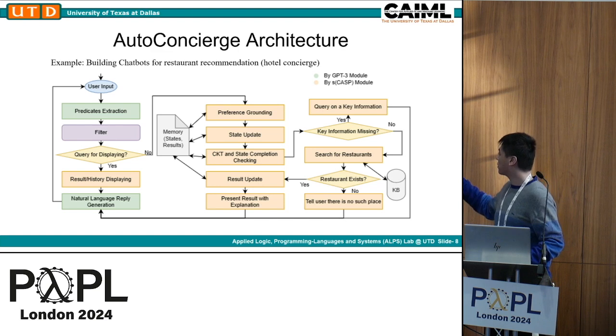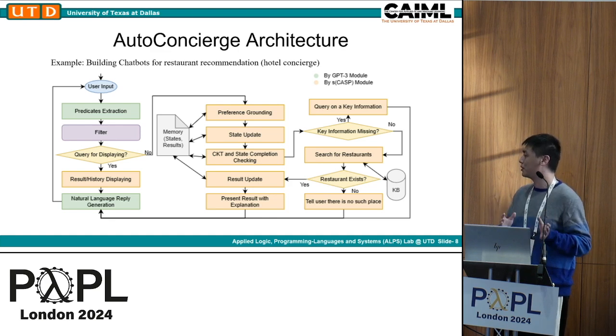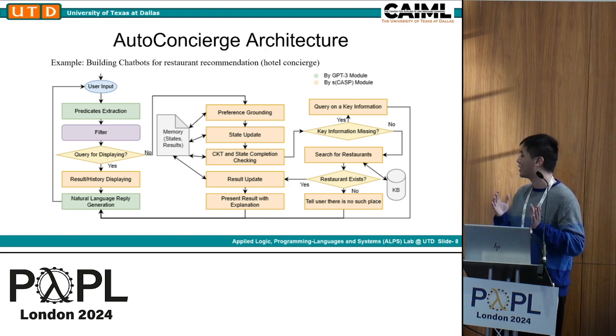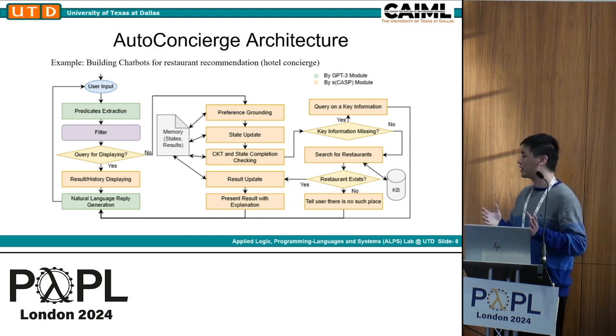First is preference grounding: if you say, "I like curry," it entails from common sense knowledge that you may be looking for an Indian restaurant or a Thai restaurant. Then we update the states, and then the state completion checking. It's like filling a table: if key information is missing, then the chatbot is going to ask about this information.